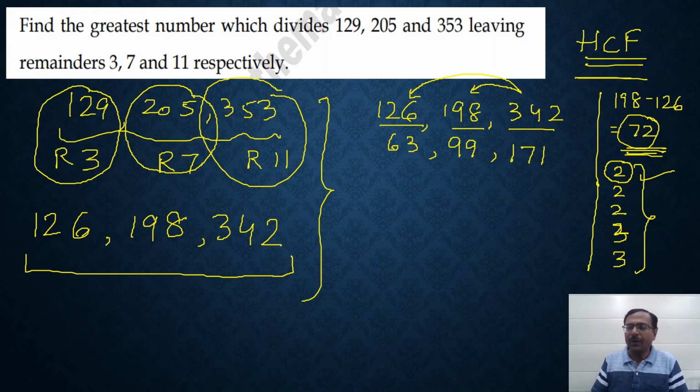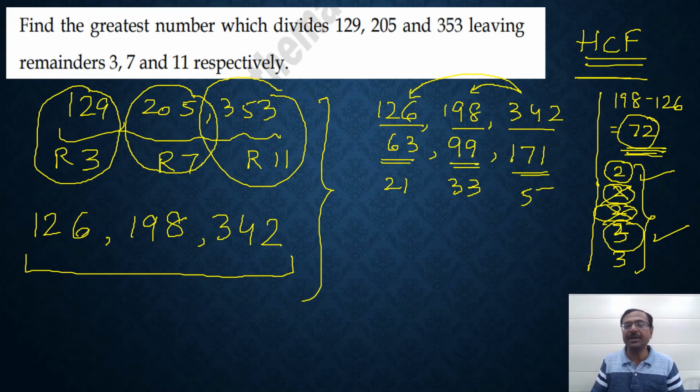Fine. Now look at the second other factor now, 2. Does it divide these three numbers now, 63, 99 and 171? It doesn't because they are odd numbers. So I'll cancel this 2. Another 2, obviously it doesn't divide all the 3 numbers. How about 3? Yes, it divides all the 3 numbers. So if I divide 63 by 3, I'm going to get 21. I'll get 33 here and I'll get 57 here.